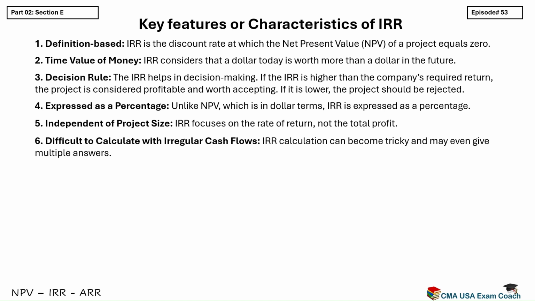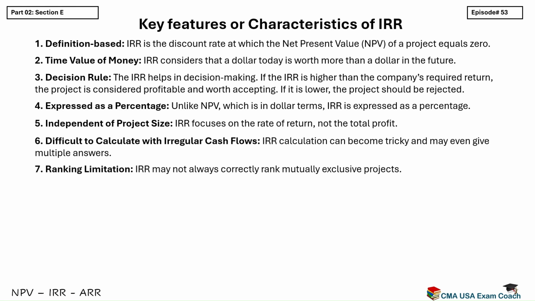7. Ranking limitation. IRR may not always correctly rank mutually exclusive projects. For instance, if Project A has a smaller investment but higher IRR, and Project B has a larger investment but slightly lower IRR, choosing solely based on IRR may not maximize total company value.